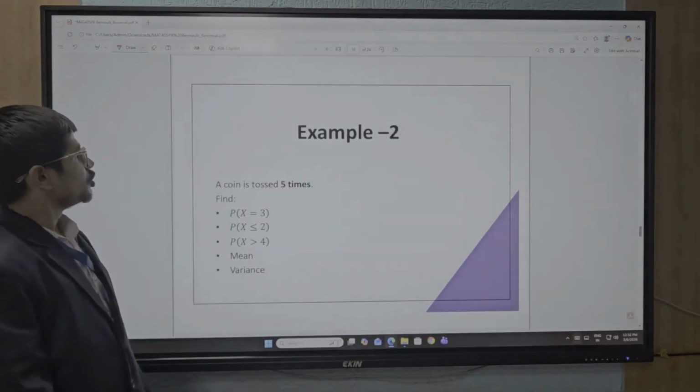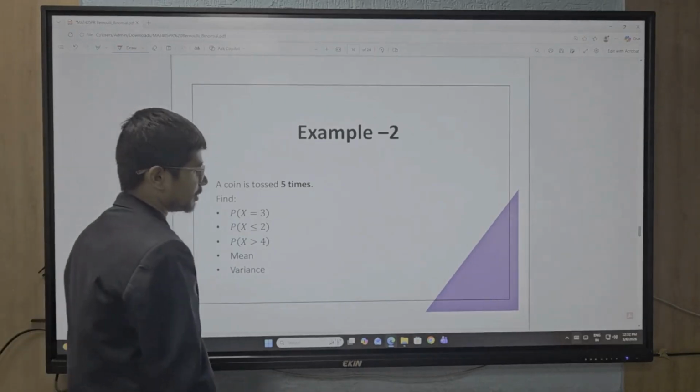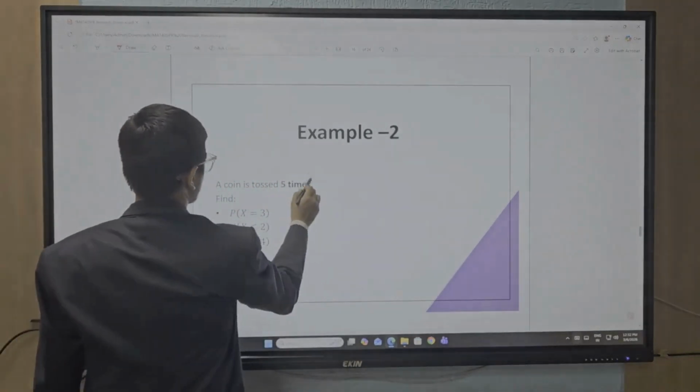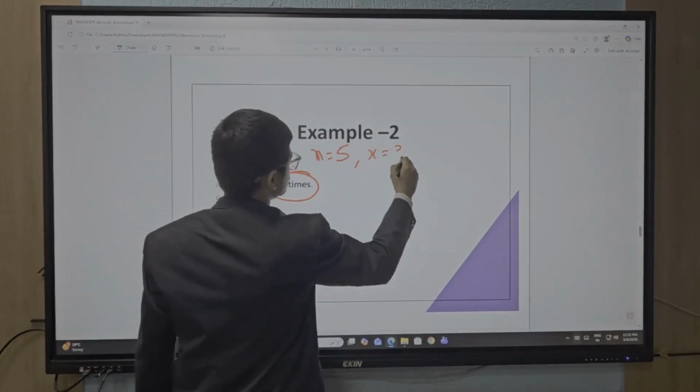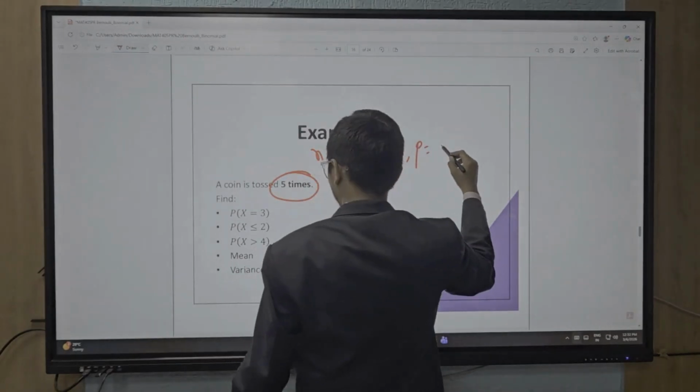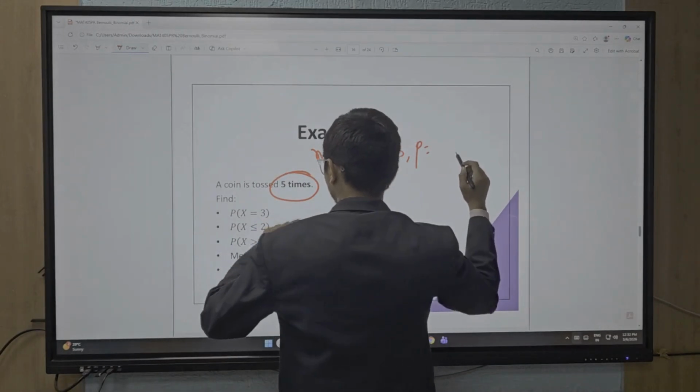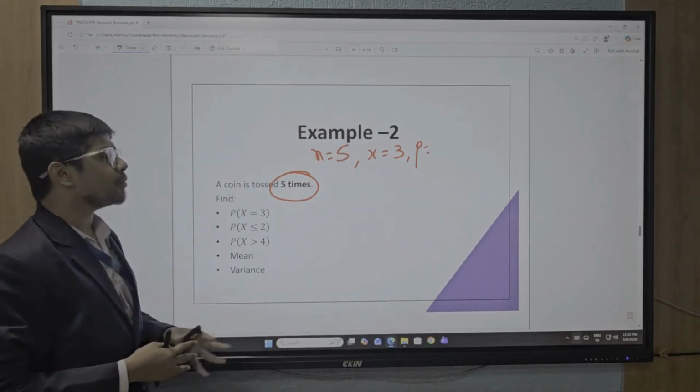Okay, so now understand example number 2 here. If we toss a coin 5 times, that means N equal to 5. Here X equal to 3. What is the probability for the coin?